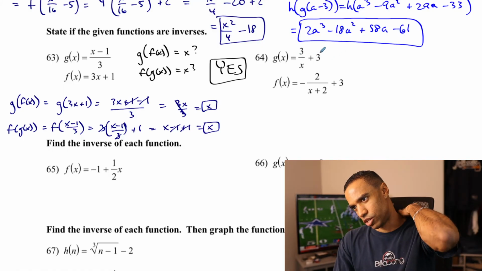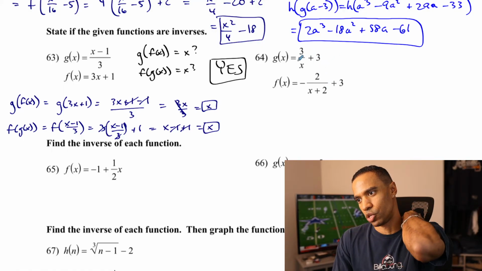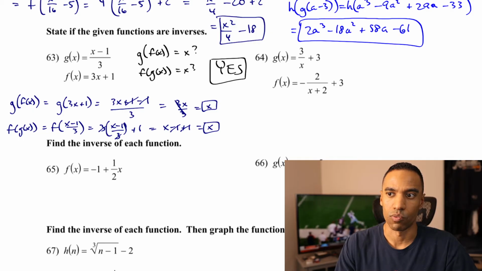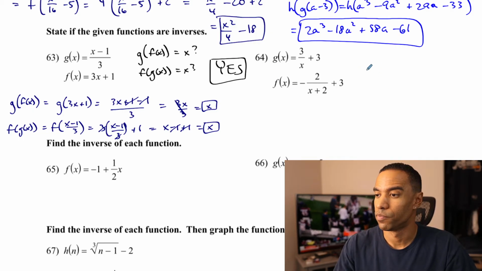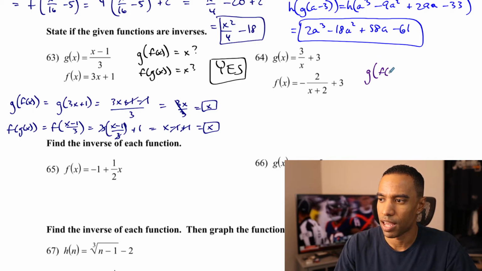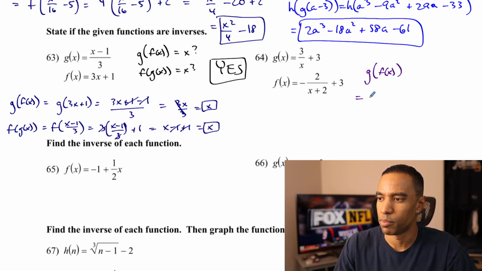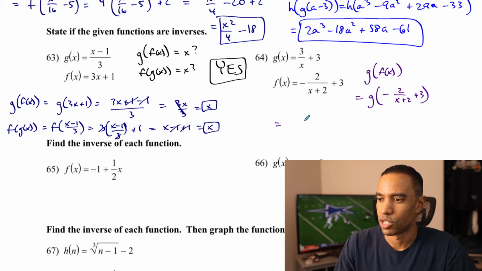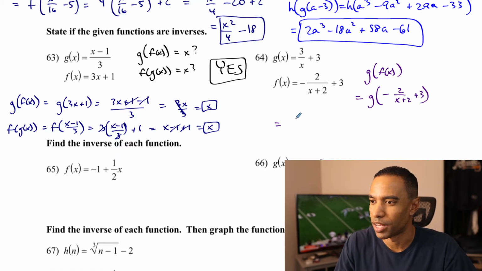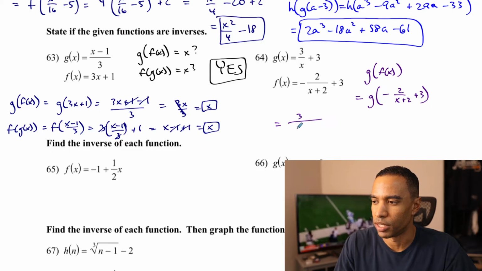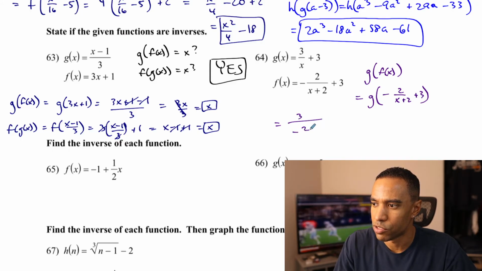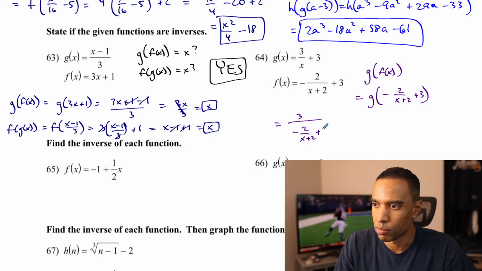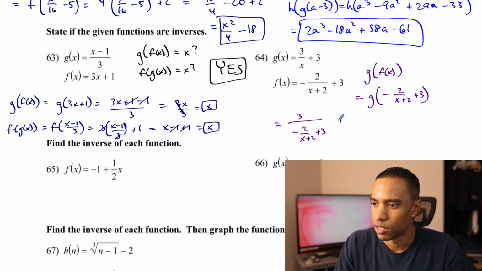All right, I can't imagine this one is. I see some 2's here that aren't there, but you know what? We just have to try once, and once it breaks, we can just say no, and then we're good. So let's try g of f of x here. That'll be g of negative 2 over x plus 2, plus 3, which is 3 over negative 2 over x plus 2 plus 3, plus 3.